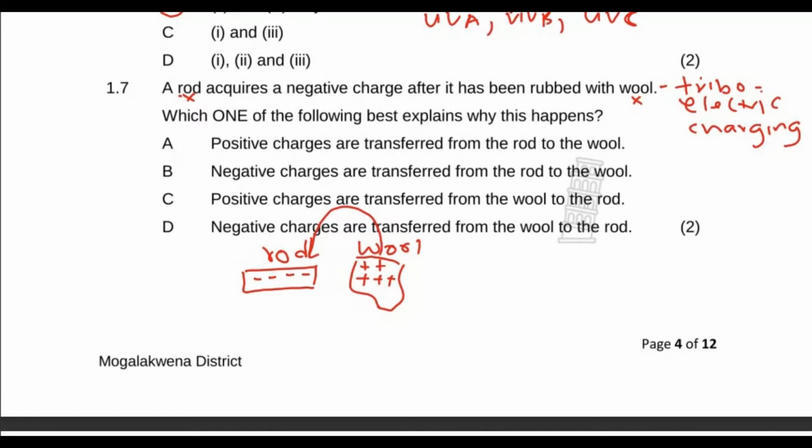So again, elimination. I've just said positive charges cannot be transferred. This means option A, which says positive charges are transferred from the rod to the wool, is incorrect. Again, option C, which says positive charges are transferred from the wool to the rod, is also incorrect. So our candidates are B and D. Negative charges are transferred from the wool to the rod. Negative charges are transferred from the rod to the wool. That is not true. We know that negative charges are transferred from the wool to the rod, meaning the rod will have excess electrons, hence it's negative.